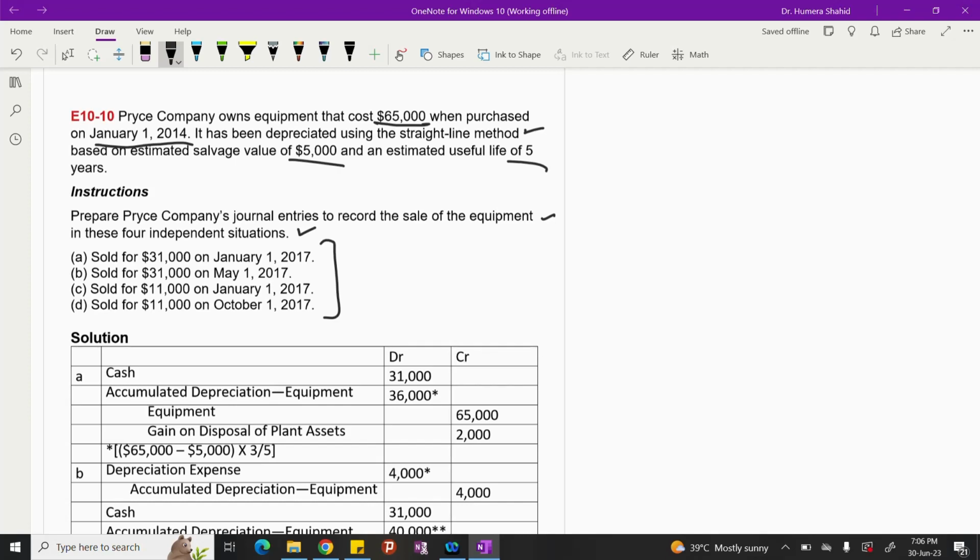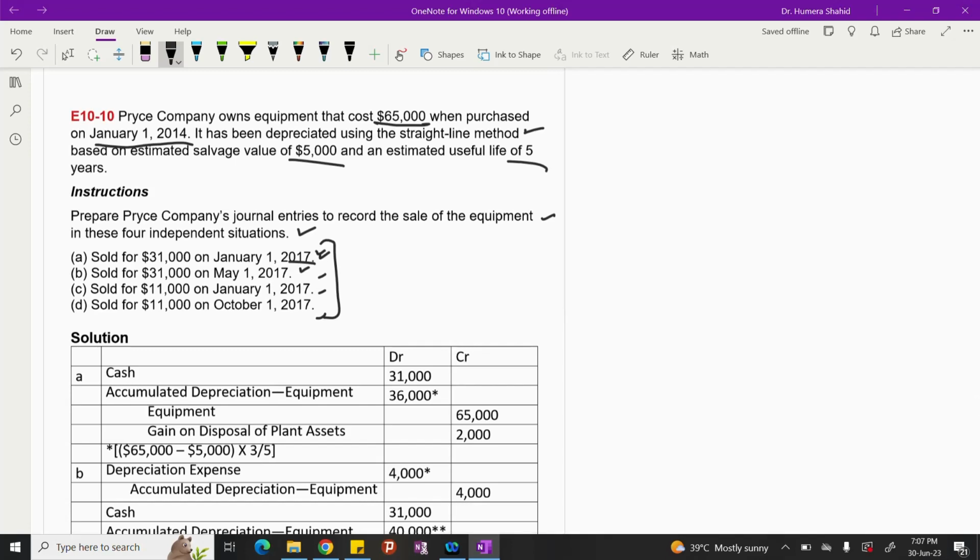Think when you are doing part A, that's the only thing you are doing. When you are doing part B, you did not do part A. It's an independent transaction you will be recording. So these are four assumptions, okay, four choices for us. Part A: sold for 31,000 on January 1st, 2017.